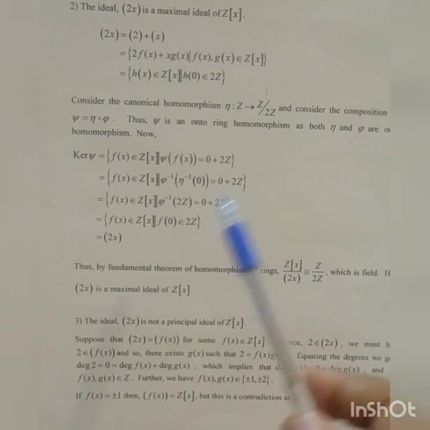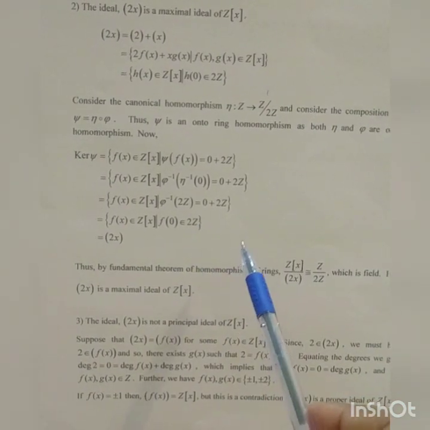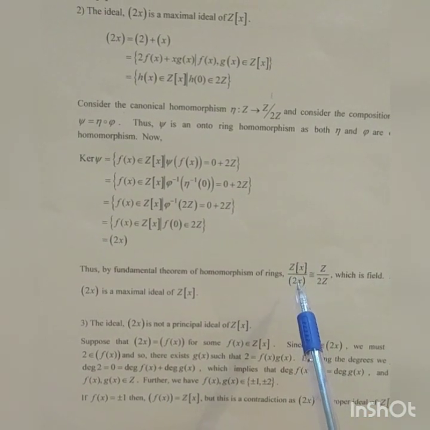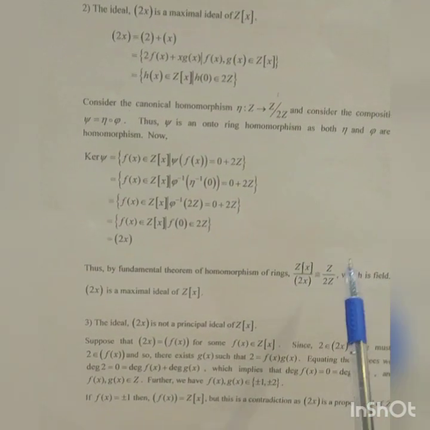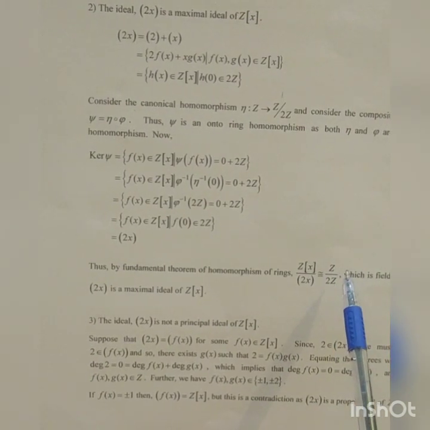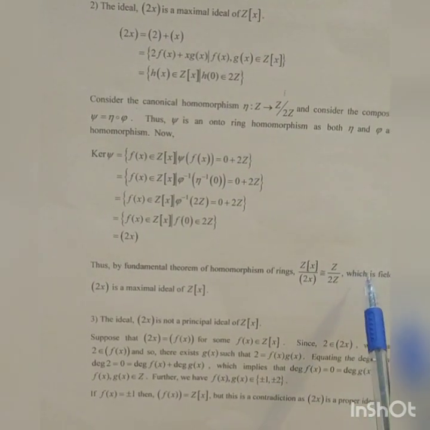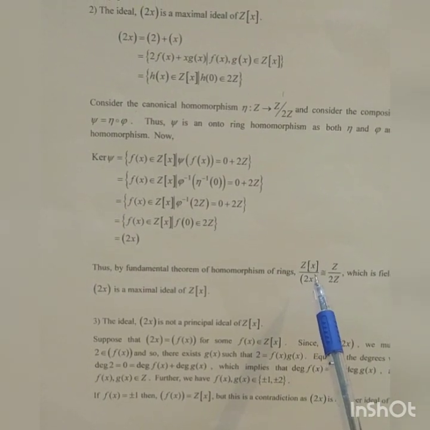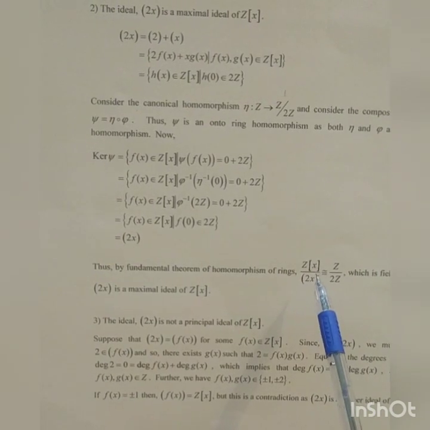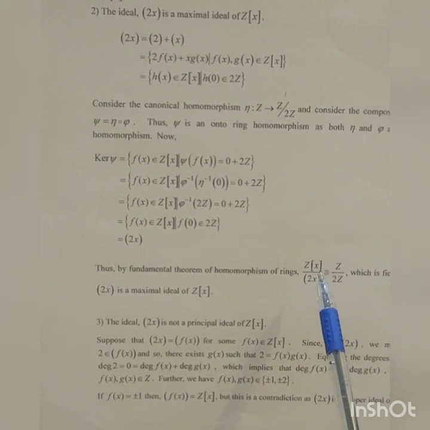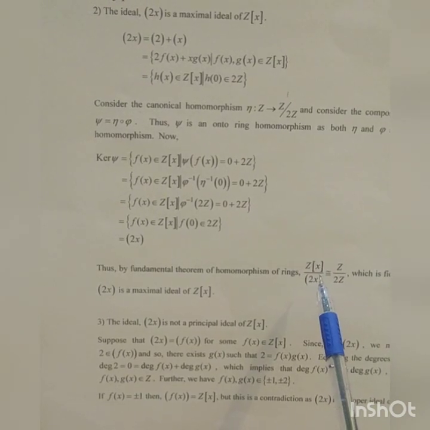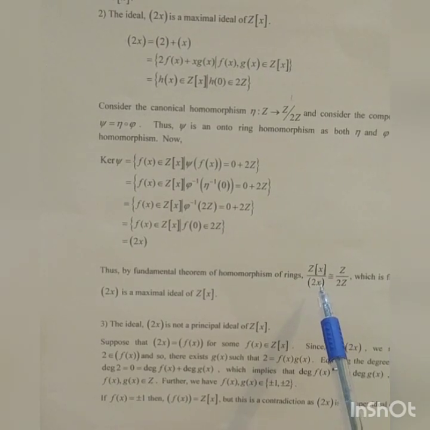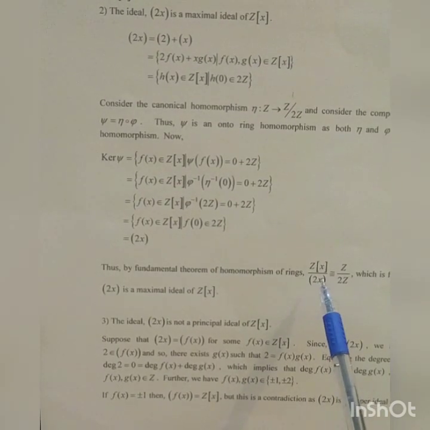Now all the required conditions of the fundamental theorem of homomorphism of rings are satisfied. Therefore, by the fundamental theorem, the domain Z[x] divided by the kernel is isomorphic to the codomain. But we knew that Z/2Z is isomorphic to Z2, and Z2 is a field. Hence, Z[x] by the ideal generated by 2 and x is also a field. And by the earlier result, an ideal is maximal provided this quotient is a field. So since this is a field, this ideal is a maximal ideal of Z[x].